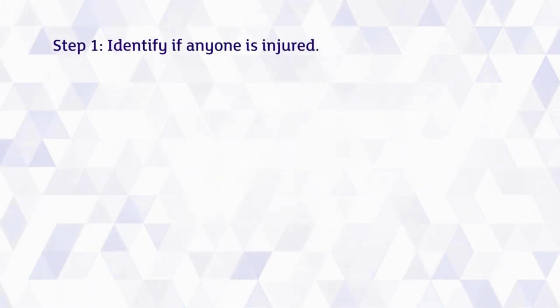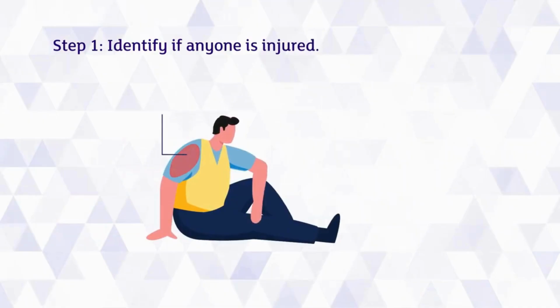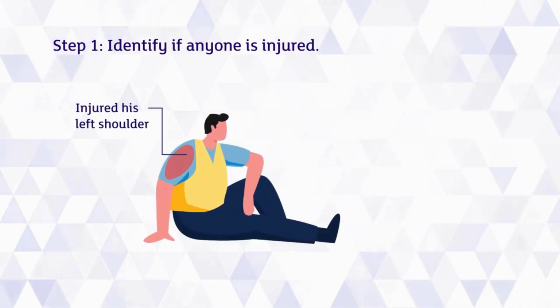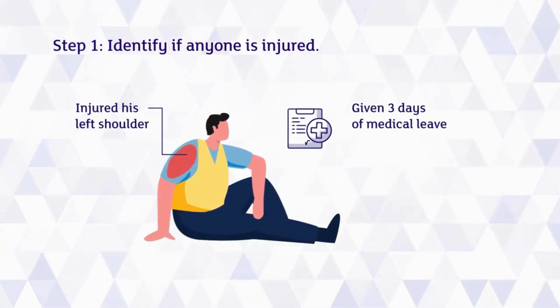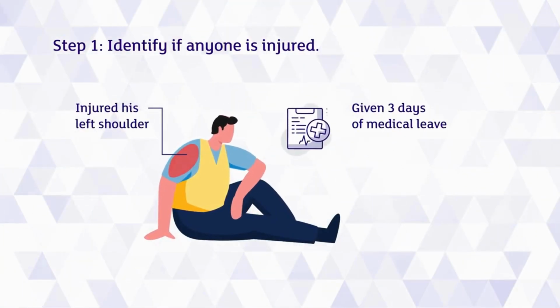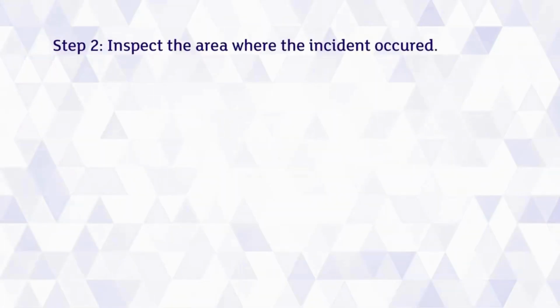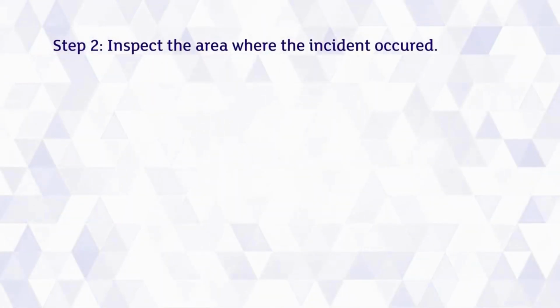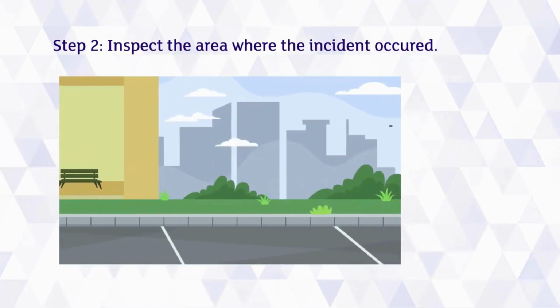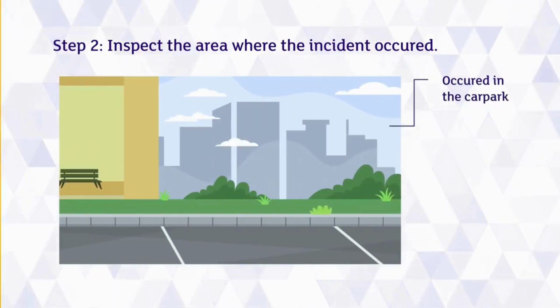Step 1. Identify if anyone is injured. In this case, the worker injured his left shoulder. He was given 3 days of medical leave. Step 2. Inspect the area where the incident occurred. This accident occurred in the car park.